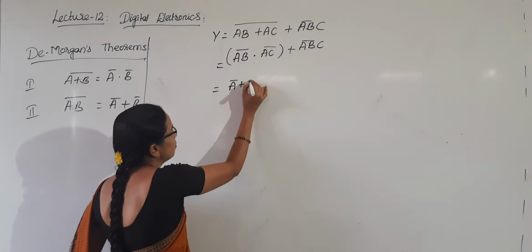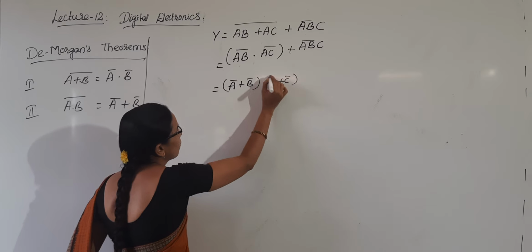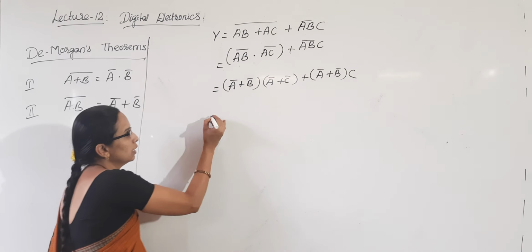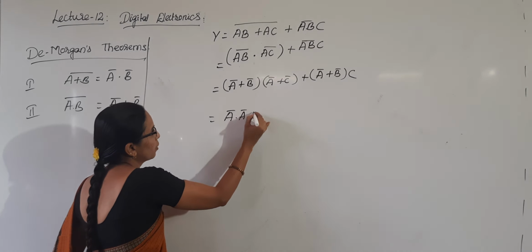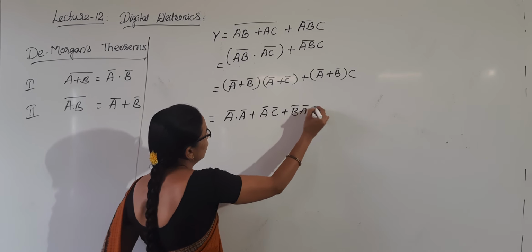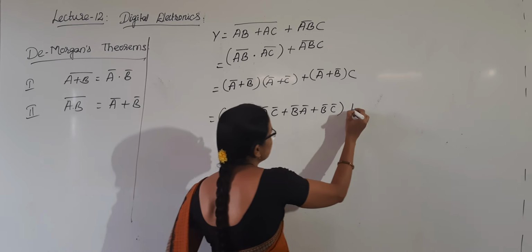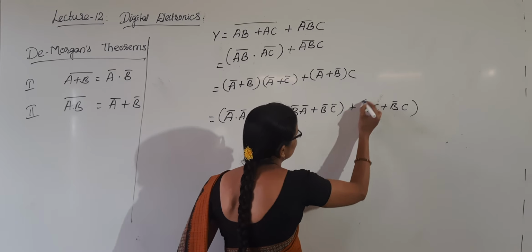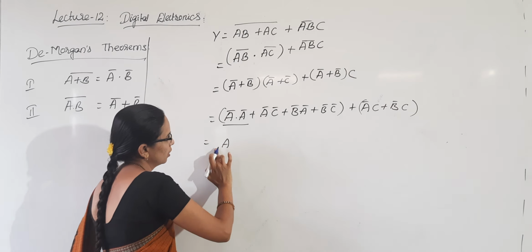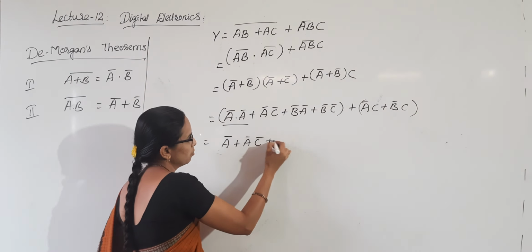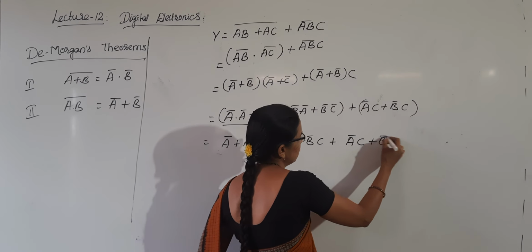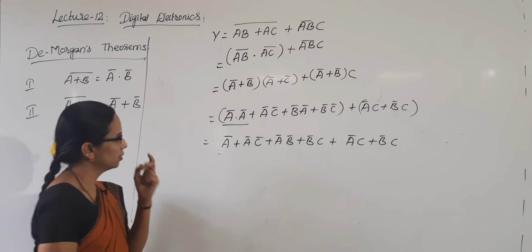Here, (A bar plus B bar)(A bar plus C bar) plus (A bar plus B bar) into C. A into A bar plus A bar C bar, B bar A bar, B bar C bar, plus A bar C, B bar C. This will be A bar, you can write A bar plus A bar C bar plus A bar B bar plus B bar C bar plus A bar C plus B bar C. This is C bar actually.